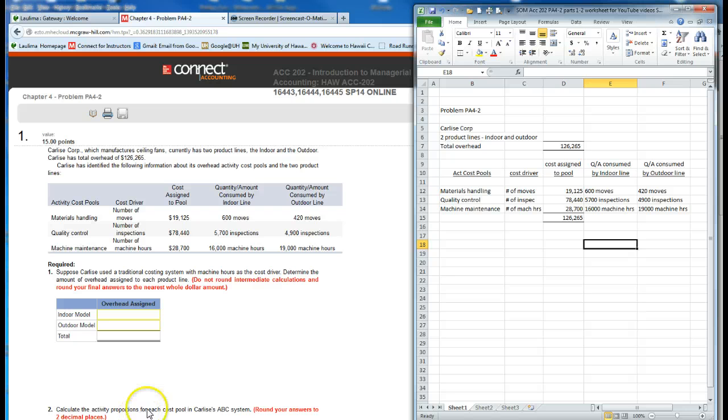So let's take a look at requirement 1. It says, suppose Carlisle uses a traditional costing system. So they're not using ABC in requirement 1. And in the traditional costing system, they're only using machine hours as the cost driver. So we don't have all of these pools with different cost drivers, just machine hours as a cost driver. It says determine the amount of overhead assigned to each product line.